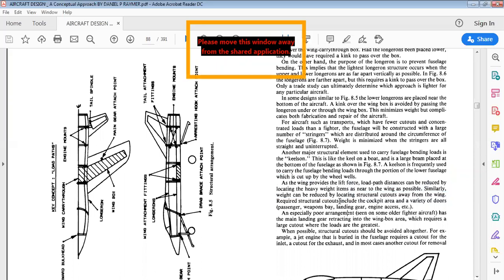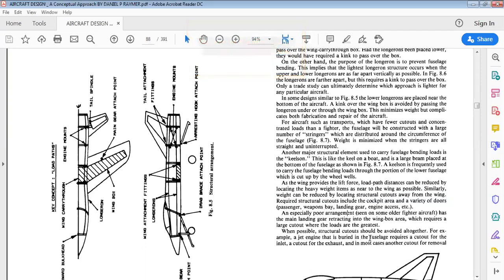Similarly, weight can be reduced by locating the structural cutouts away from the wing. Required structural cutouts include the cockpit area and a variety of doors. It might be, for example, passengers, weapons bay, landing gear, engine cases, and especially a poor arrangement, if the arrangement was not done properly. So, main landing gear retracting into the wing box area requires a large cutout, because when it is retracting into the wing, a home for the landing gear must be given up.